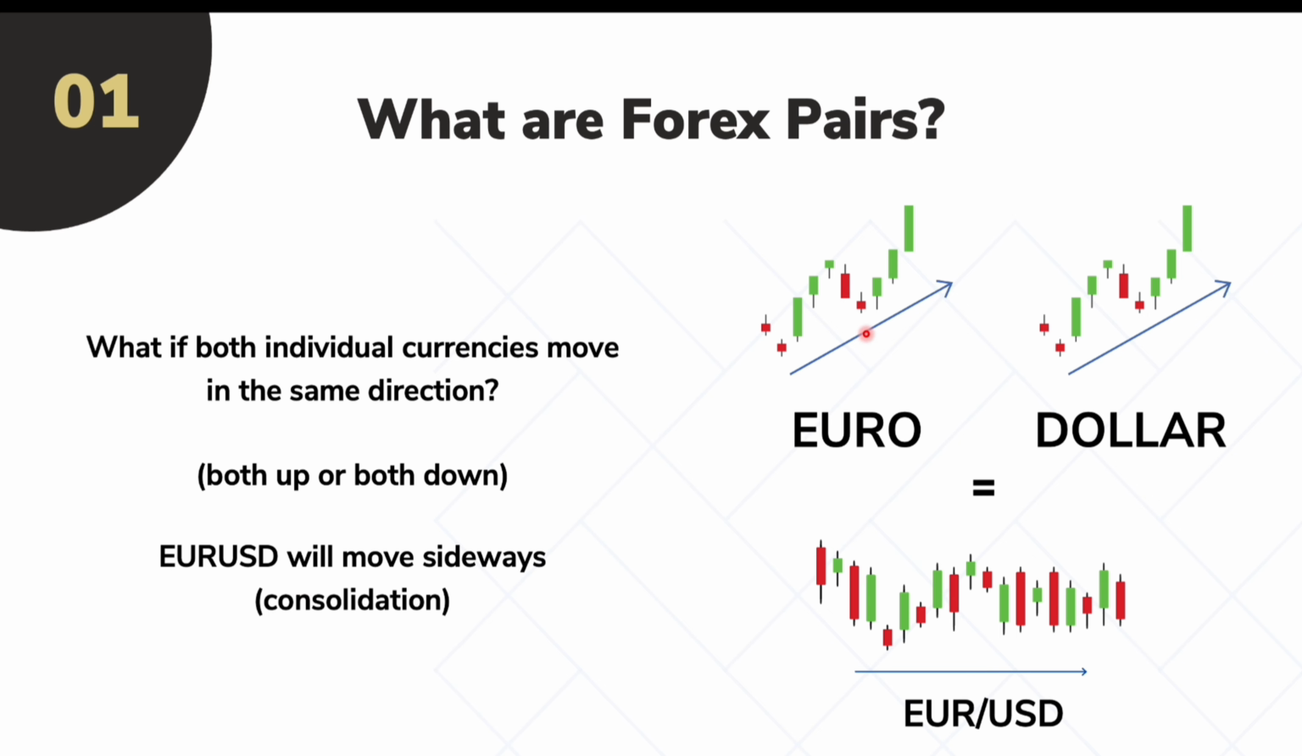So it's always best to have one currency that goes up and one currency that goes down, or vice versa. And if you notice the pair you want to trade has two currencies that move in the same direction, like in this example, you should avoid trading the pair because it's going to be low probability and you're probably not going to make a lot of money.